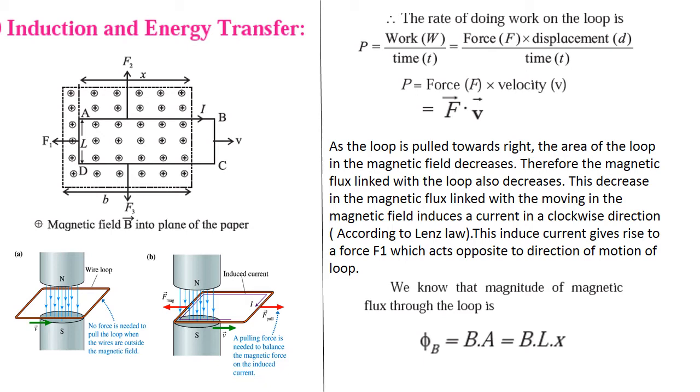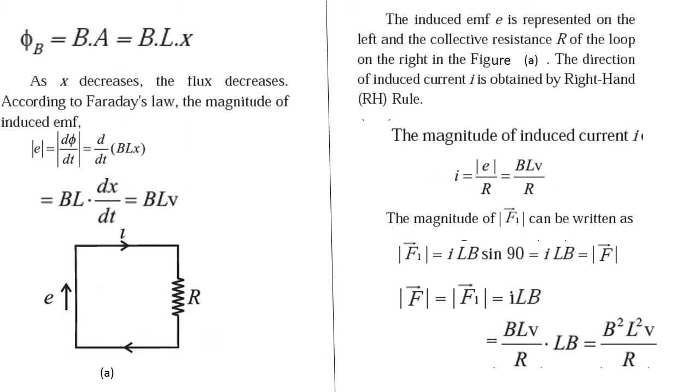So area is length into breadth. Length of the coil in a magnetic field is X and the breadth of the coil is L. Therefore, the area can be written as L into X. Therefore, phi of B is B L X. Now, as the loop is pulled, the value of X goes on decreasing, which results in the decrease in the flux.